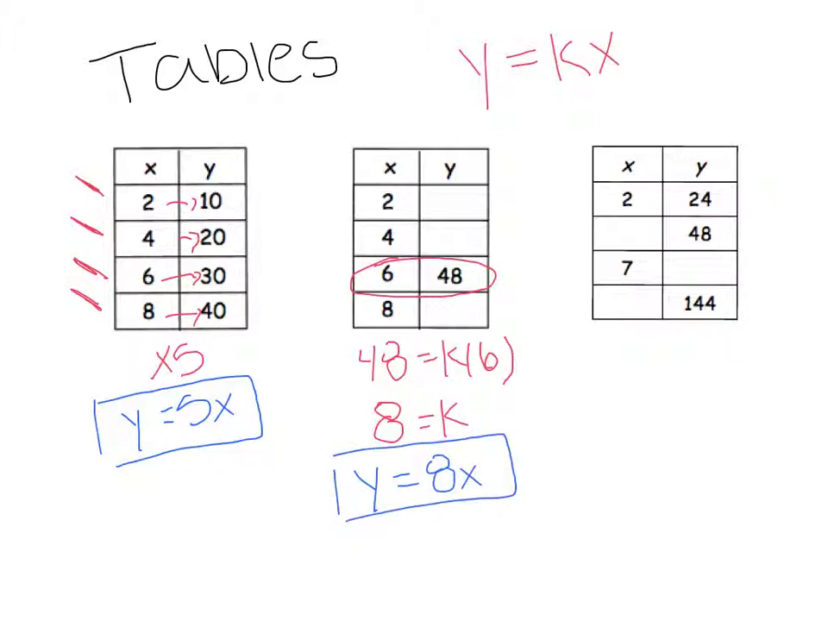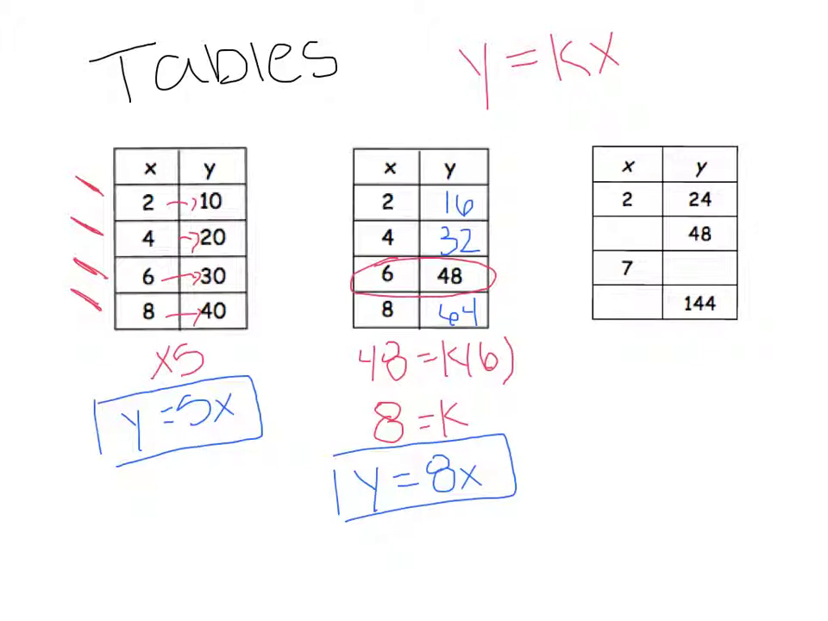Now we can use that to fill in the other blanks. When x is 2, y would be 16. When x is 4, y would be 32. And when x is 8, y would be 64, just by plugging it into the equation.